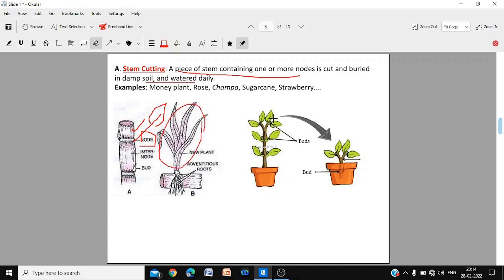So what we have done is we have taken a portion of the stem and put it in the damp soil and it will grow into a new plant. This is stem cutting. You can get it for money plant, rose, champa, sugarcane, strawberries.